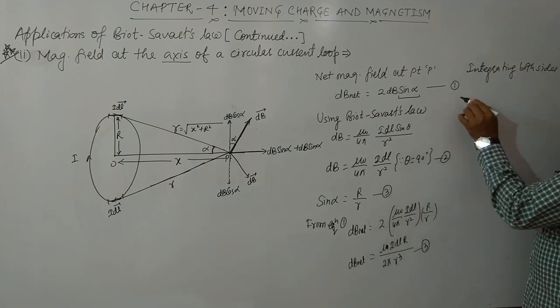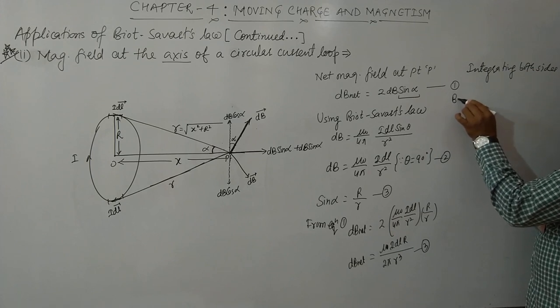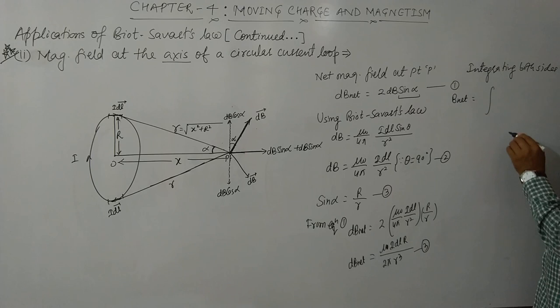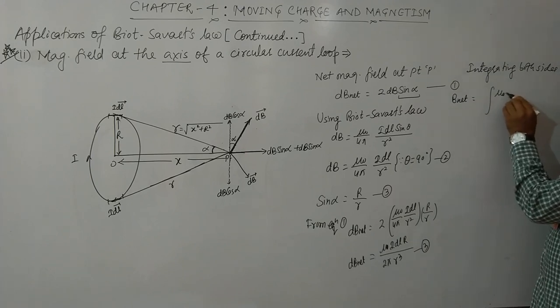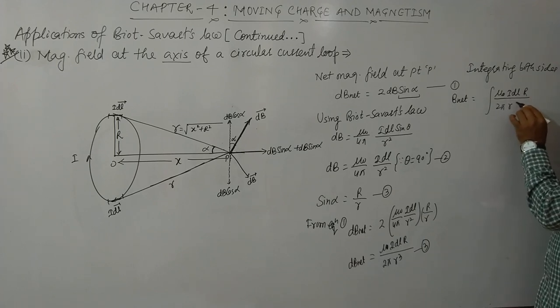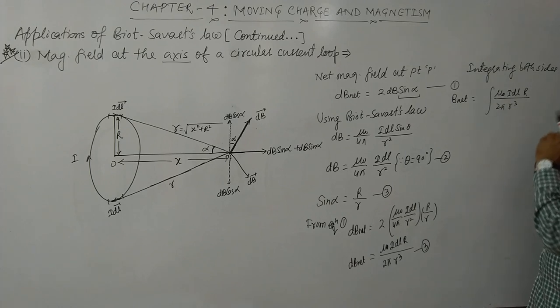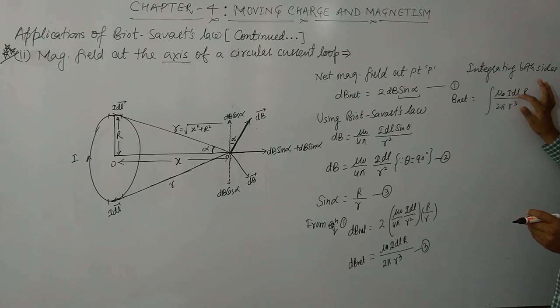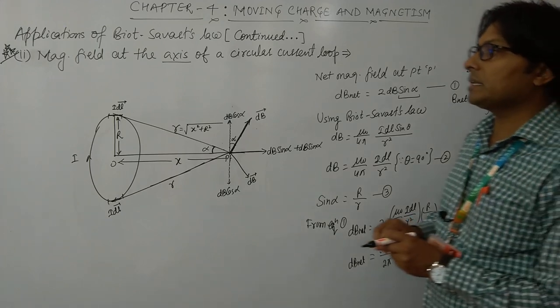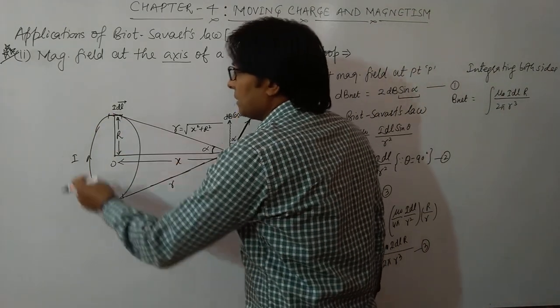The integration of dB net will become B net, and we can put the symbol of integration here: mu 0 I dl r upon 2 pi r cube, and here the variable is L, dl. So from here we can say that the variable is L. So what will be the range of L? You will say the range of L will be from 0.